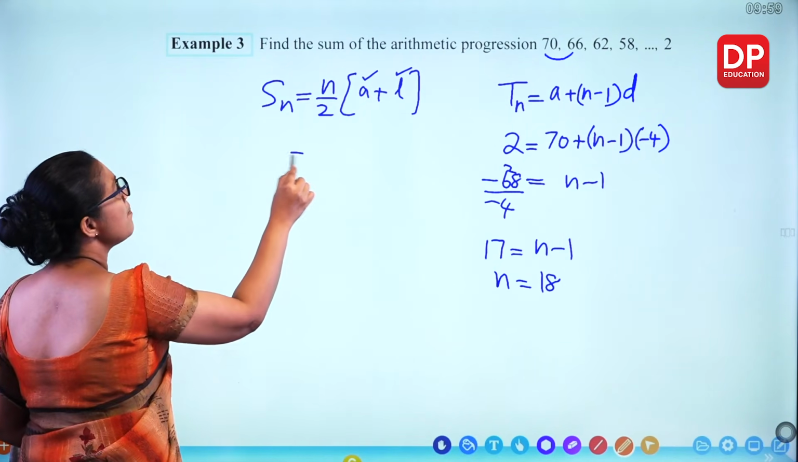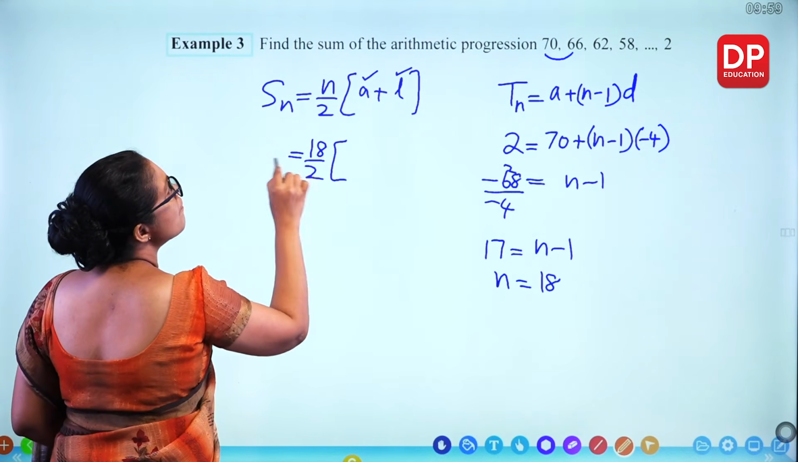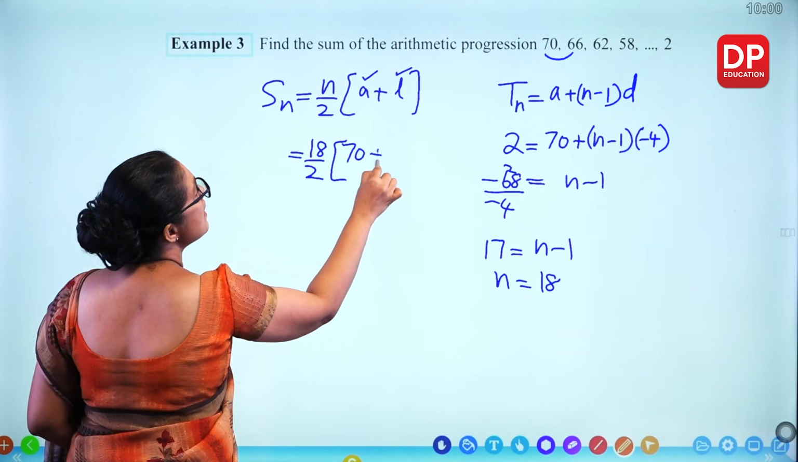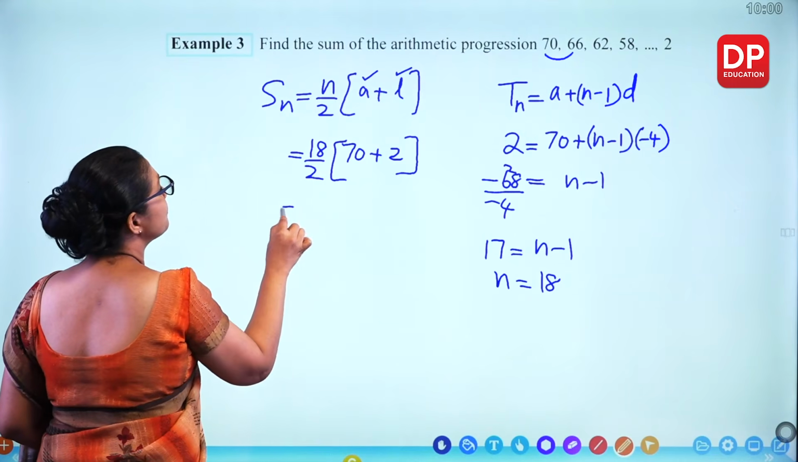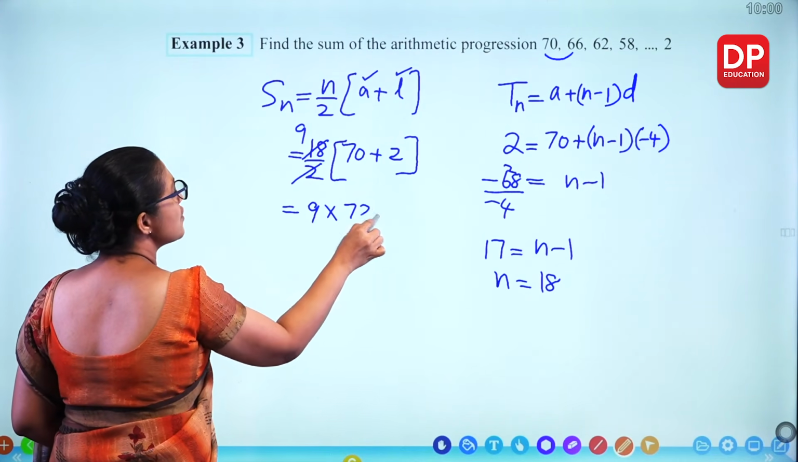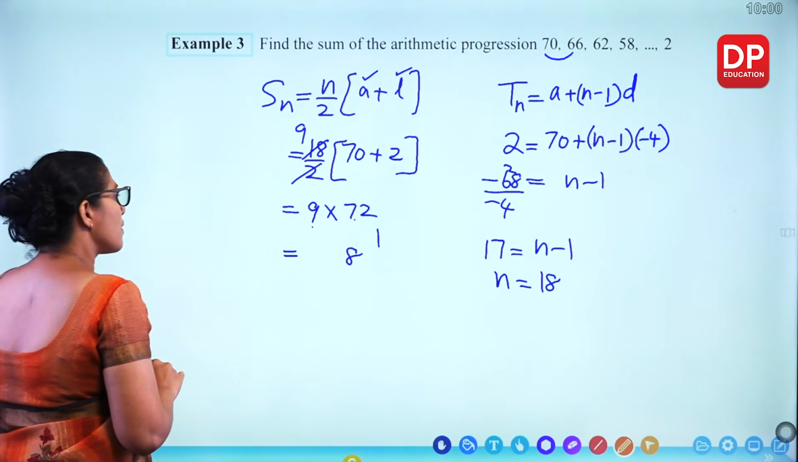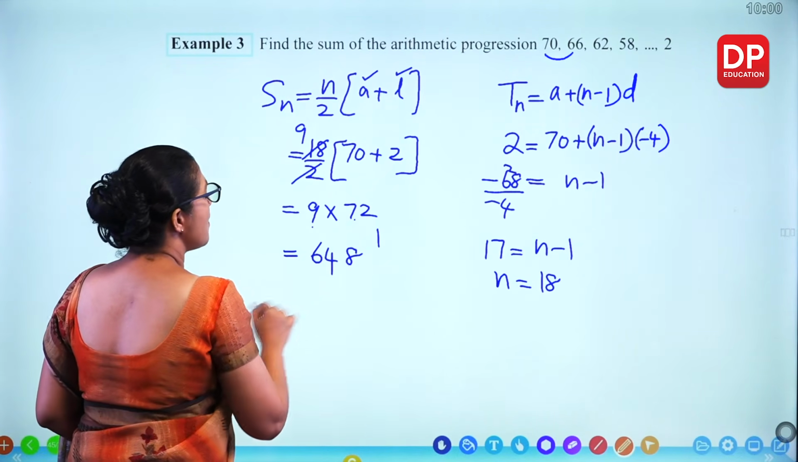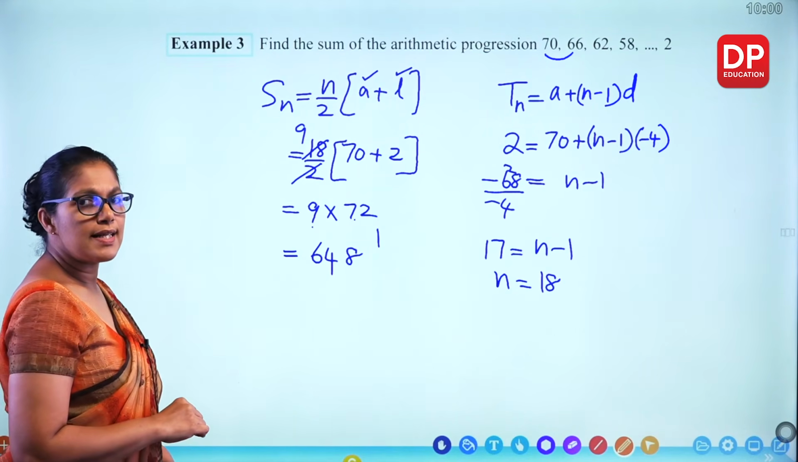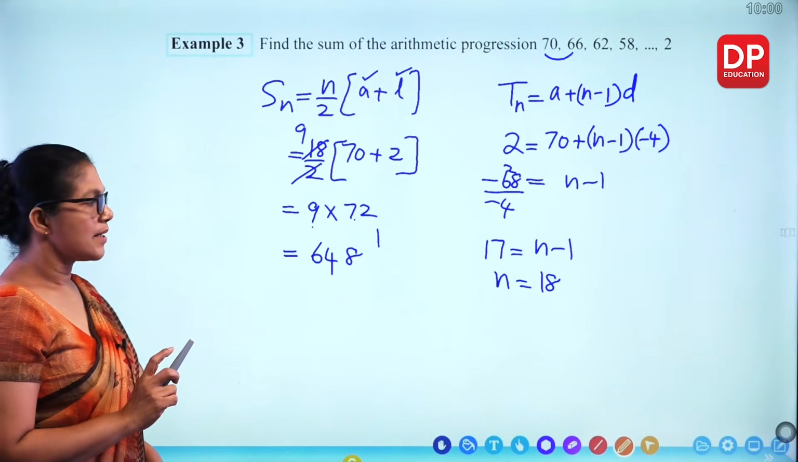So now we can plug it in. 18 divided by 2, first term is 70, last term is 2. 2 times 9, 9 times 72. 648 is the sum of the first 18 terms.